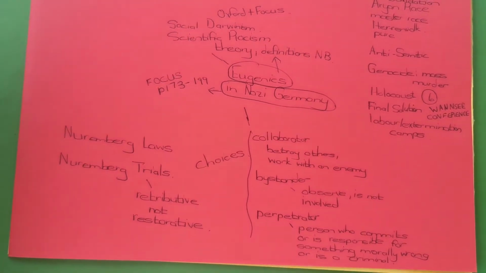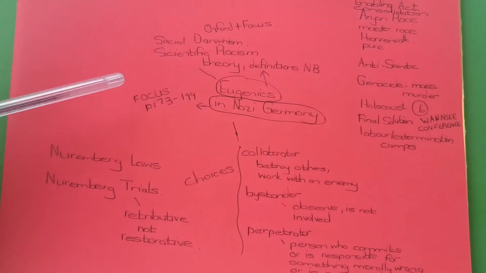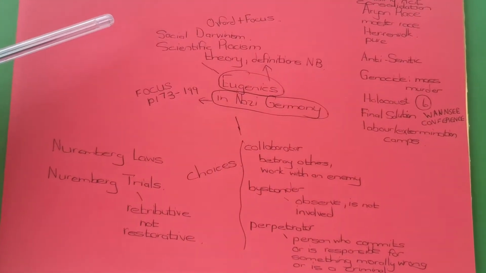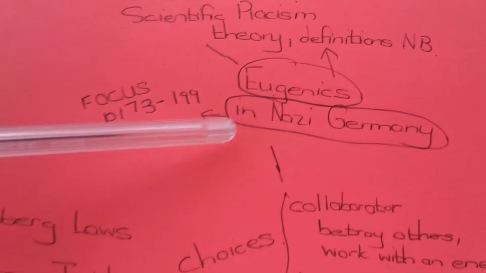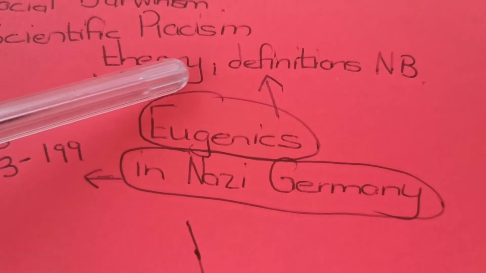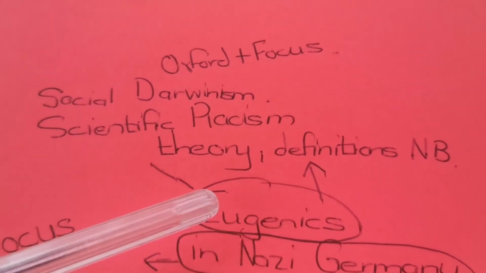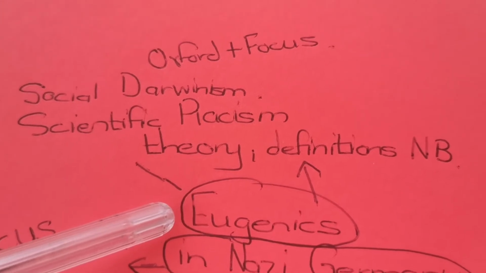Right, grade 11s, I want us to just look together at eugenics. We've been working on this since the end of February, so by now it should be very familiar to you. The first thing I want you to realize is that when we look at eugenics in Nazi Germany, there's two aspects. One, there's the theory. So when we speak about eugenics, we have to understand what is the theory of eugenics, what is it about.